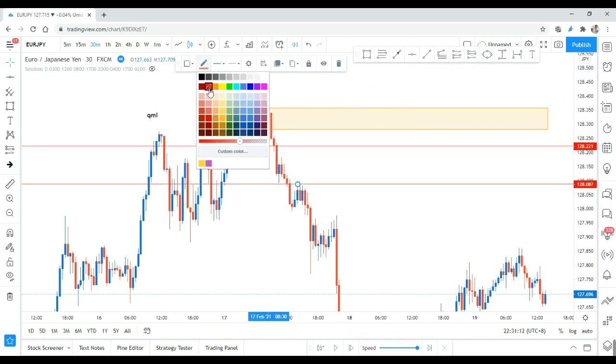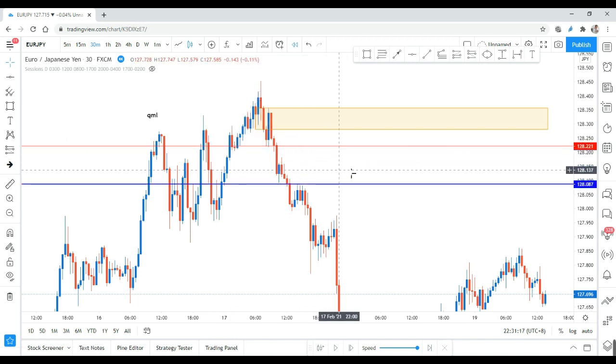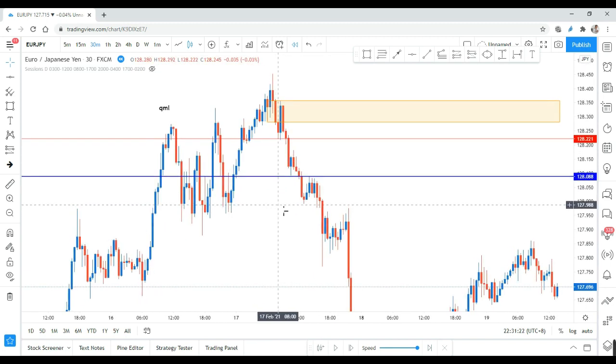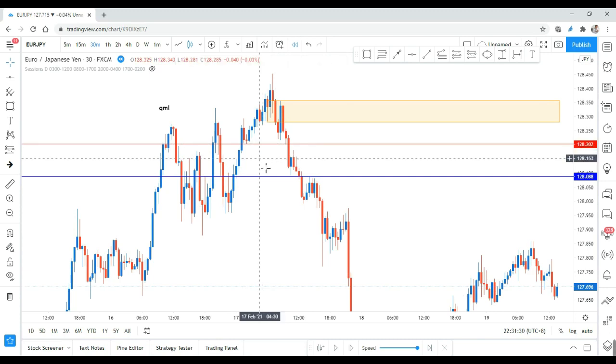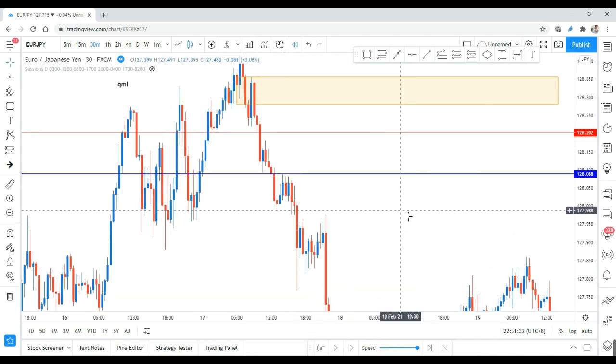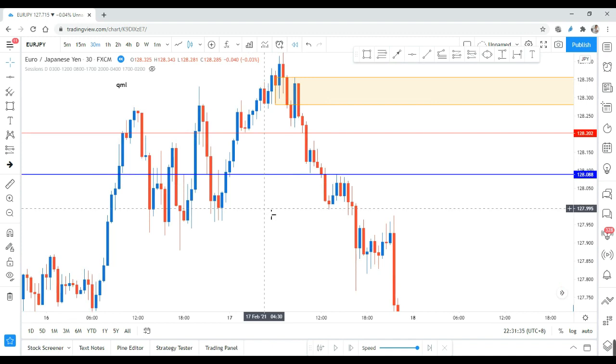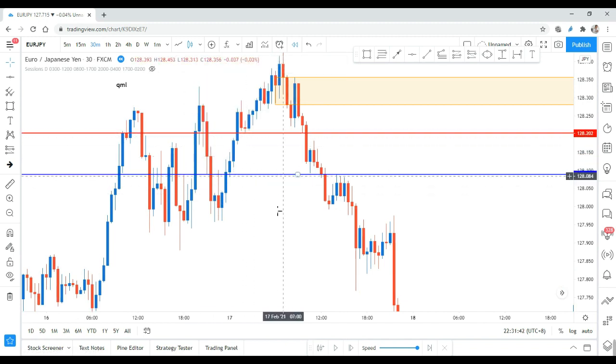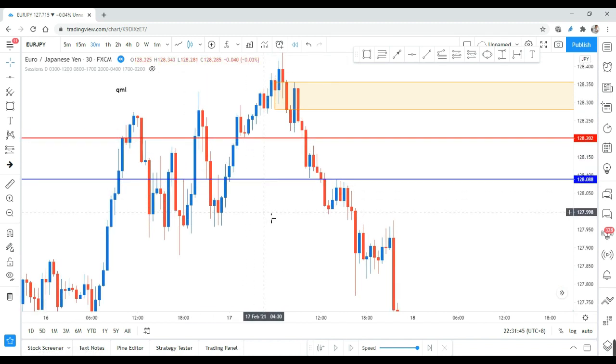Then I put it in a different color, maybe blue. If you look at it properly, which line represents a more significant support and resistance over here? Which one has more rejection from the top and the bottom, the red line or the blue line? Obviously it is the blue line.